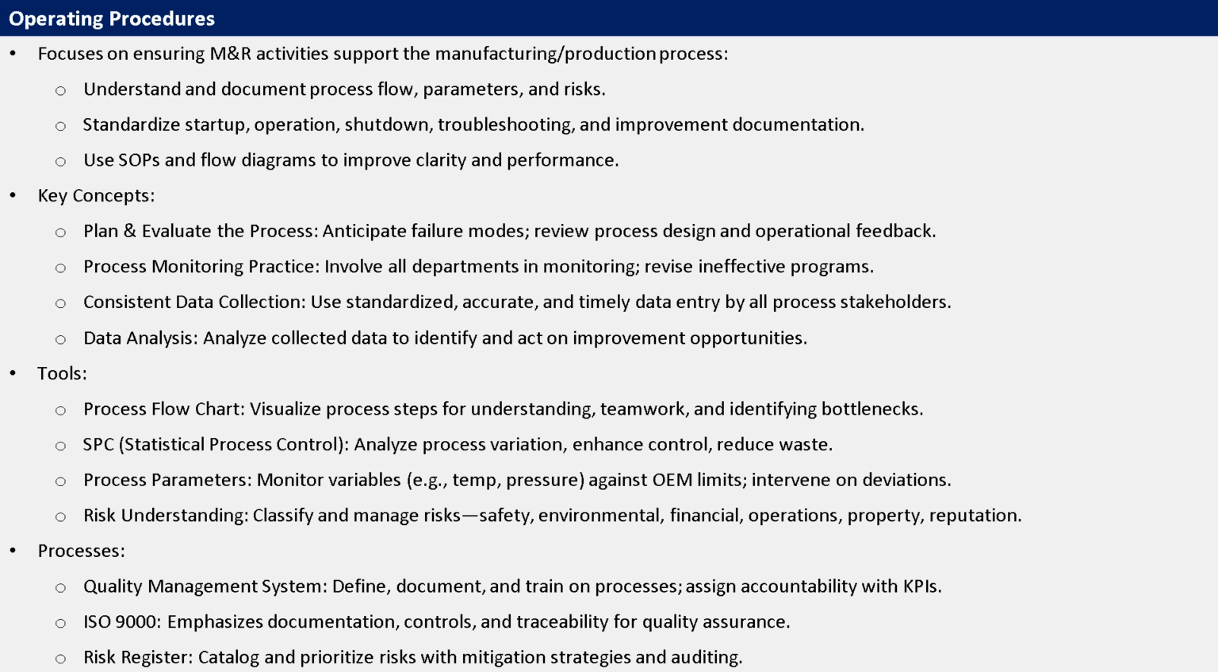Processes. Quality management system. Establish clear documentation of processes, provide proper training, and define accountability using KPIs to measure adherence and performance. ISO 9000 standards. Emphasize thorough documentation, operational controls, and traceability to ensure consistent quality assurance across operations. Risk register. Maintain a catalog of identified risks, prioritize them, and define mitigation strategies and auditing processes to manage them effectively.